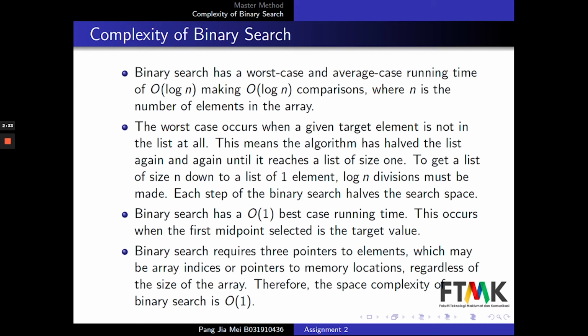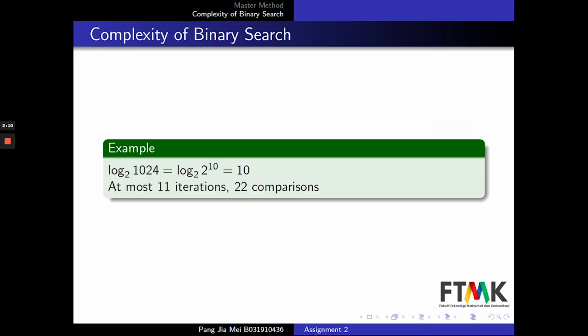Binary search has an O(1) best case running time. This occurs when the first midpoint selected is the target value. Binary search requires 3 pointers to elements, which may be array indices or pointers to memory locations, regardless of the size of the array. Therefore, the space complexity of binary search is O(1). Given here is one example.